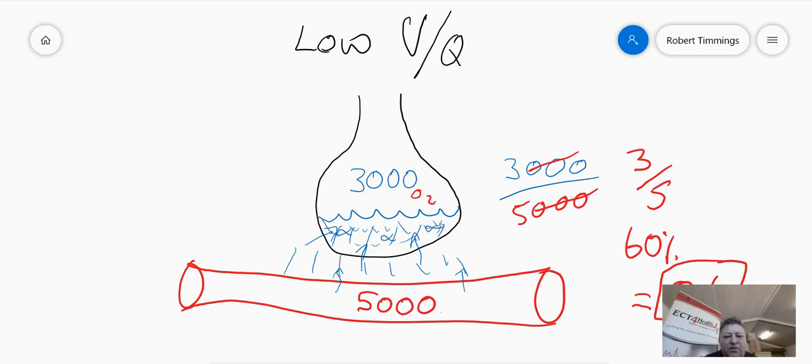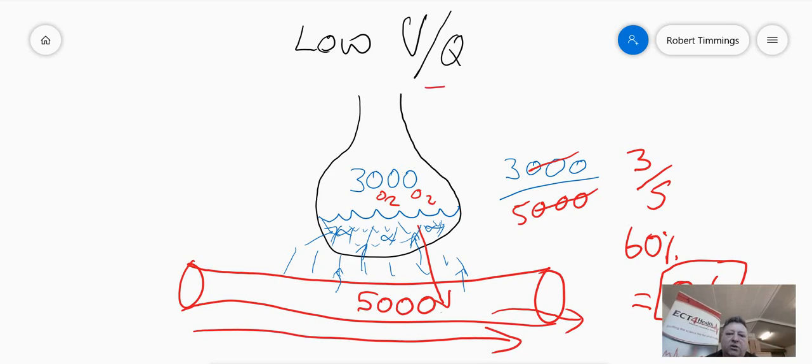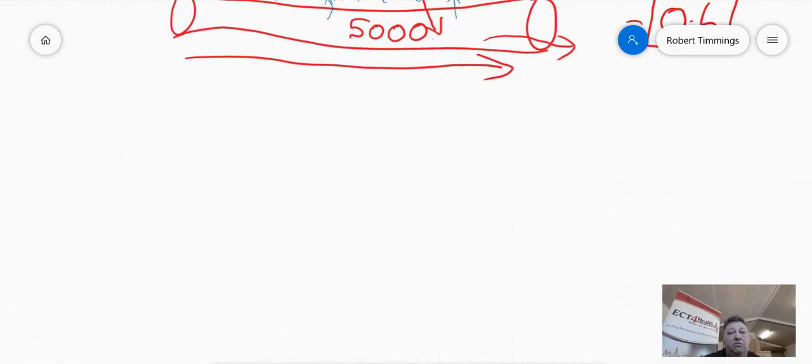less molecules of oxygen coming into contact with the blood that travels past. So blood is said to shunt through the lung and not become oxygenated. In that regard, a low VQ is sometimes referred to as a VQ shunt. And you may hear the doctor talking about the patient's got a VQ shunt when they have pulmonary edema. That's one example. Let's have a look at an example of a high VQ.